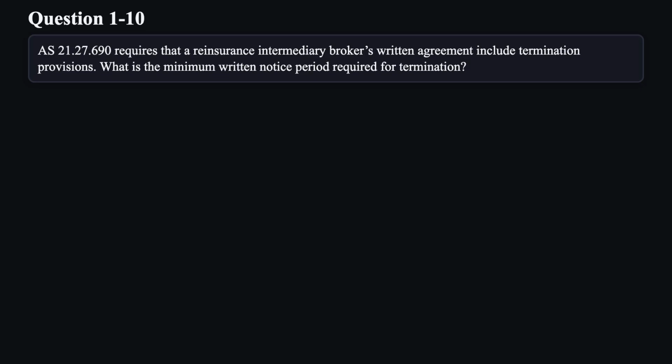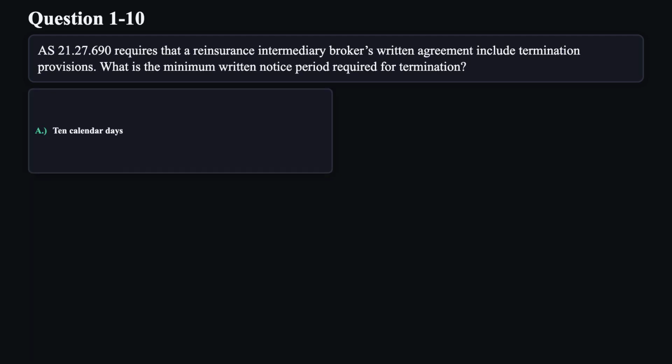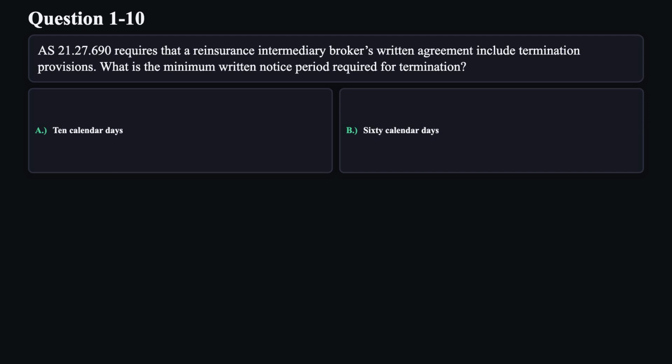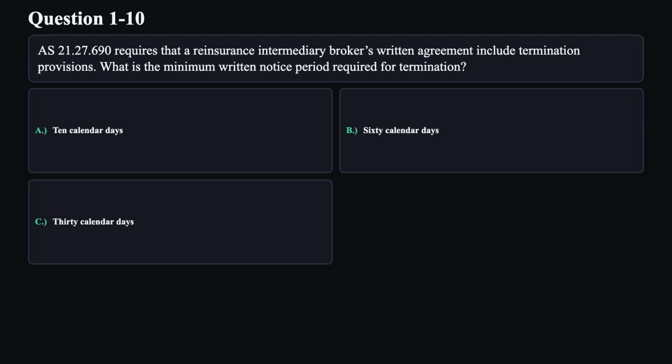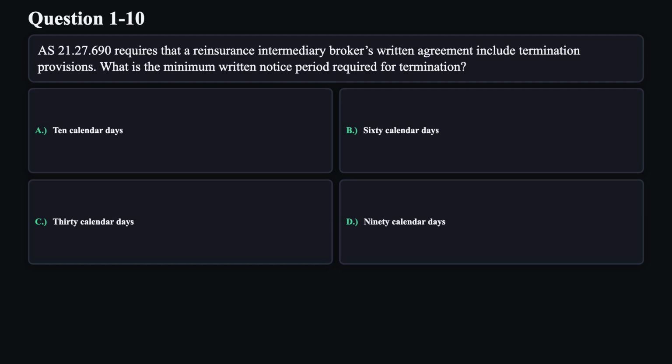Question 10. AS 21.27 requires that a reinsurance intermediary broker's written agreement include termination provisions. What is the minimum written notice period required for termination? A. 10 calendar days. B. 60 calendar days. C. 30 calendar days. D. 90 calendar days.